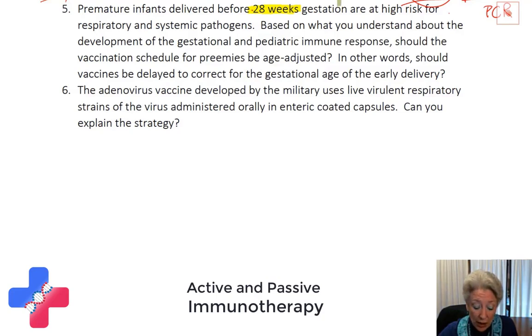Number 6, our last one. The adenovirus vaccine developed by the military uses live virulent respiratory strains of the virus, but it causes them to be administered in an enteric-coated capsule. Okay, can you explain the strategy here?